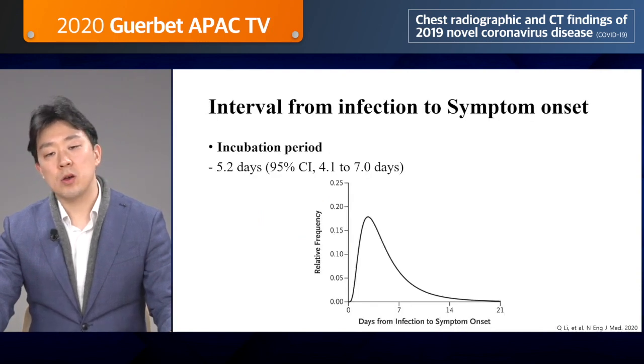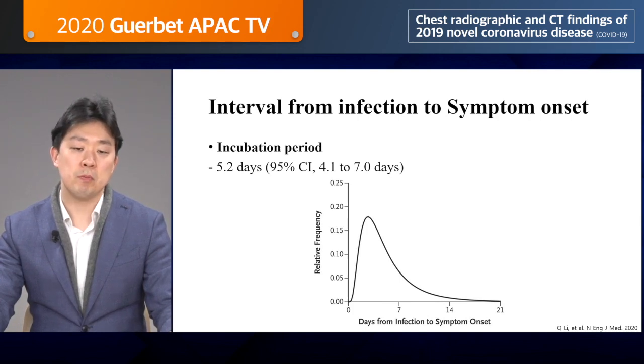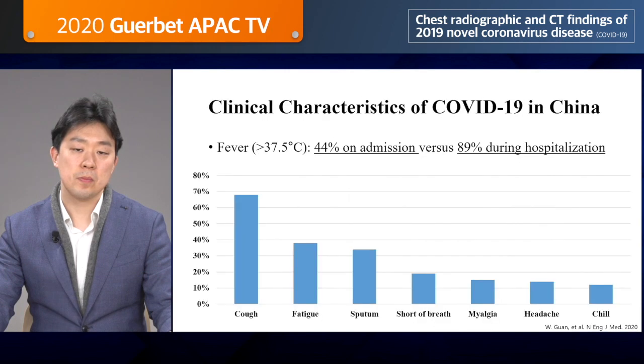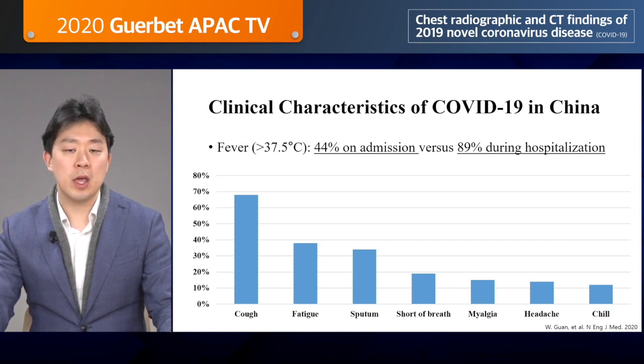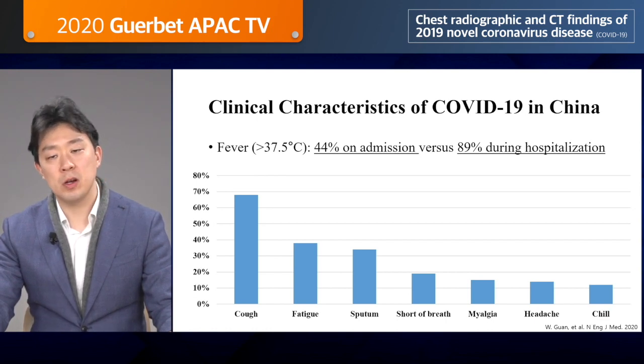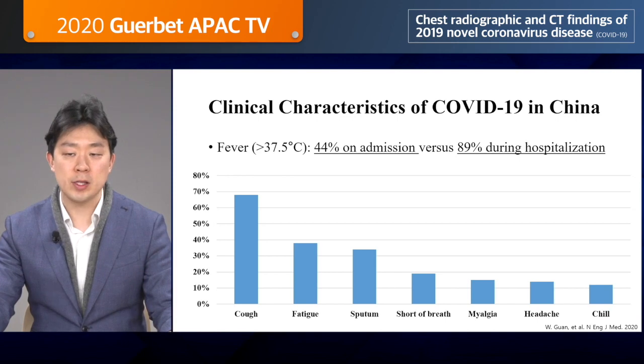When infected with COVID-19, it usually takes about 5 days to develop symptoms. If you look at the data from the early outbreak of China, only half of the patients had fever when they were admitted to the hospital. However, more patients got fever while they were in the hospital. Other common symptoms include cough, fatigue, sputum, and shortness of breath, in that order.